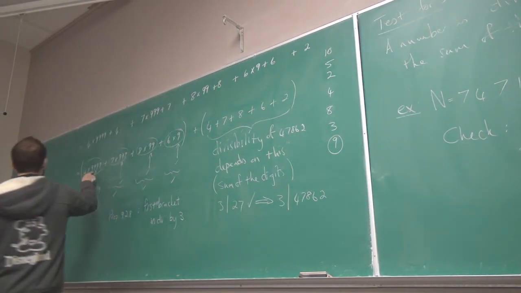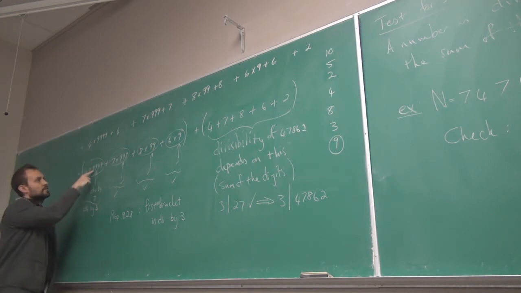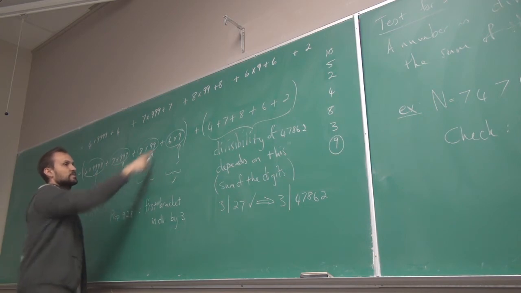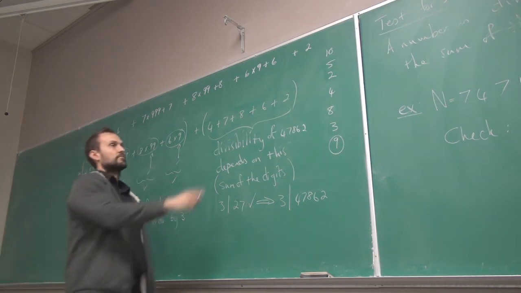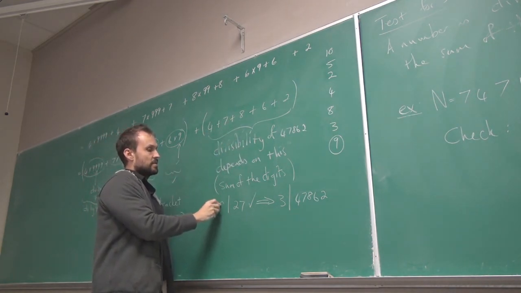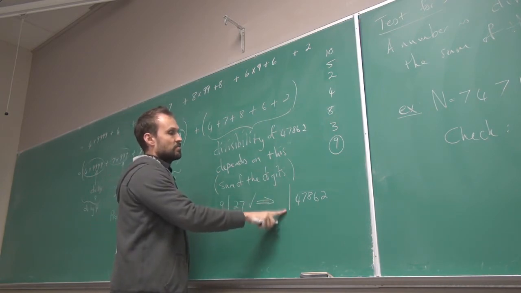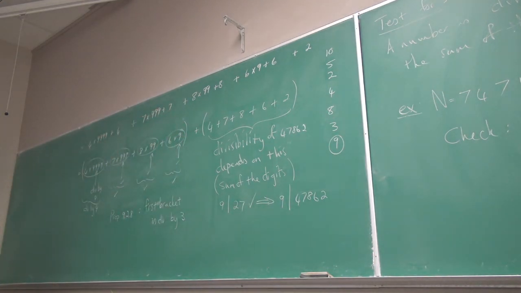Because of all these 9s, I could say here with the same example, this 9,999 is divisible by 9. So any multiple is divisible by 9. So is this one. So is this one. So is this one. So I have exactly the same test for 9 in that I have to look at the sum of the digits. And in this case, because 9 divides into 27, 9 will also divide into the original. So it is exactly the same test.